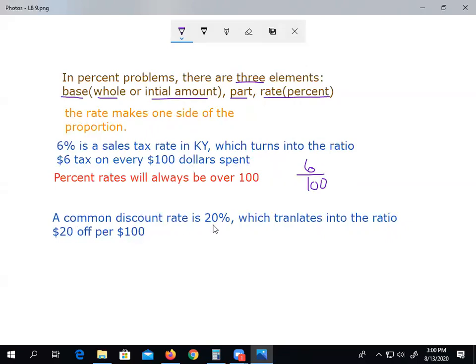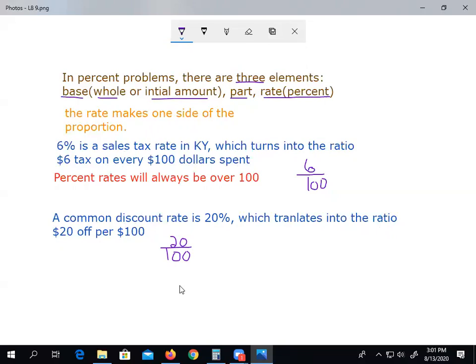A common discount we come across is 20%, which also translates into a ratio. 20% would mean $20 off per $100. So I can write that as $20 for every $100 that something costs. You get to take $20 off of it. So we start to pick up on that language. So that's kind of working our way about the rate part.